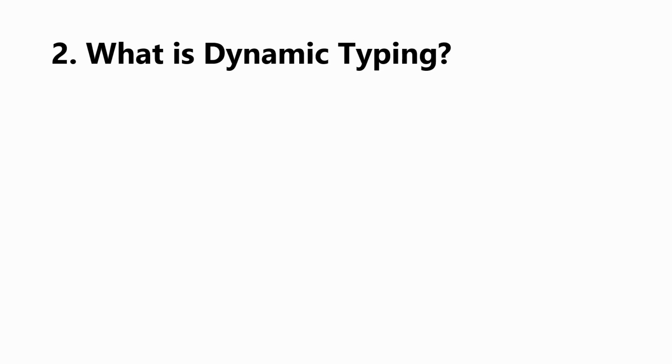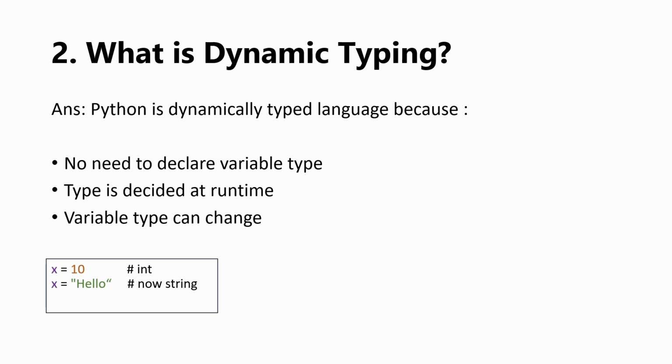Our next question is what is dynamic typing? And the answer for this question is dynamic typing means you don't need to specify the data type of a variable in advance. Python automatically decides the type at runtime, and the same variable can store different types of values at different times. For example, a variable can first store a number and later a string.